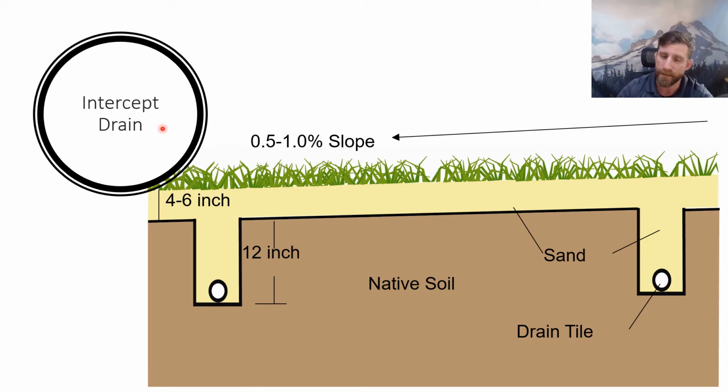And again, the key component here is not having native soil, which has a slow drainage rate up here, impeding the flow of water to the drain tile. Okay.